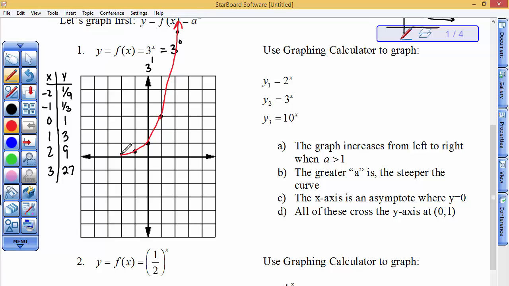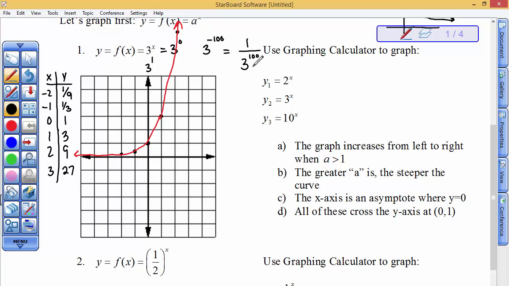Also, would you please know that this will never go below the x-axis, because it doesn't matter if you put a negative 2 in for x, or if you put a negative 100 in for x. No matter what, you're going to have 1 divided by some huge number. And 1 divided by 3 times itself 100 times is almost 0, but it's not 0.